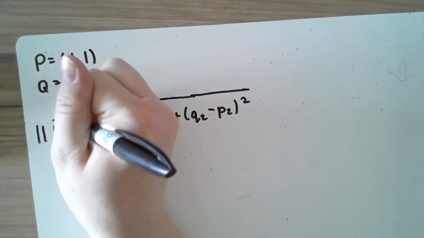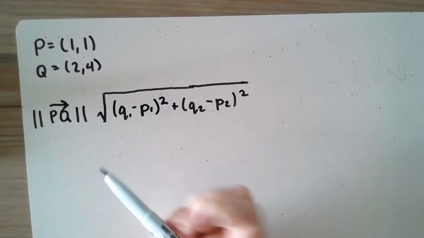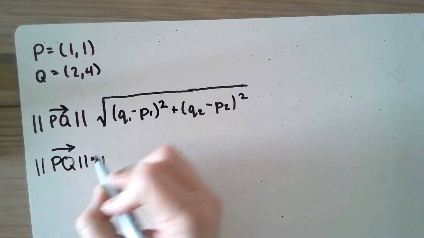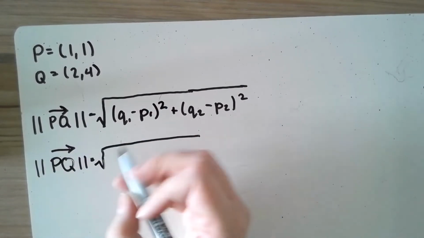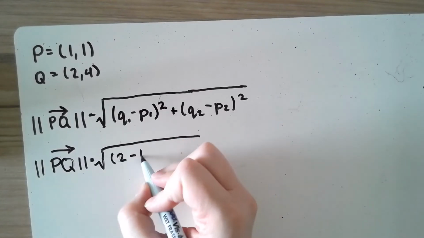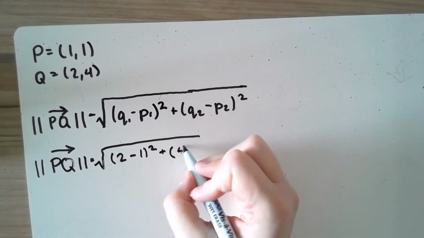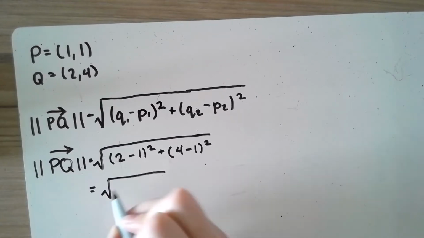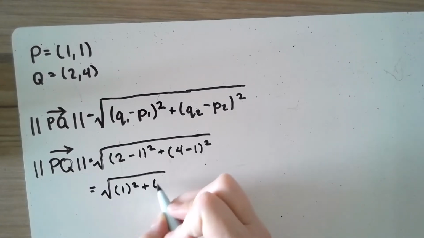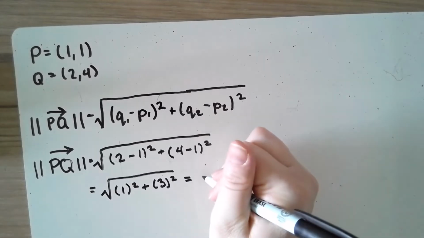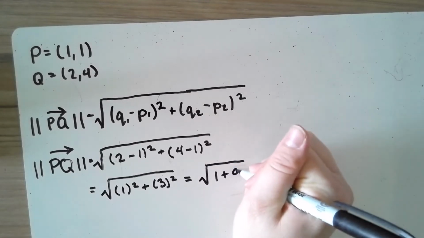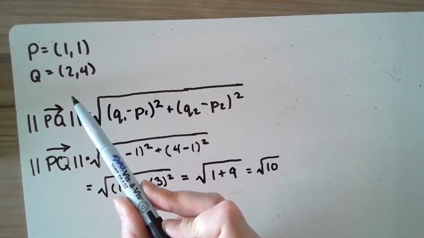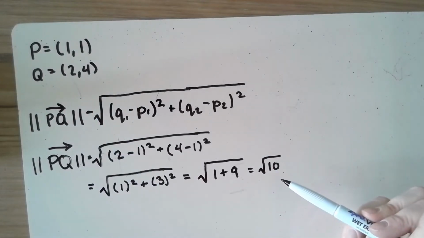So the magnitude of this vector, PQ, would be the square root of Q1, which is 2, minus P1, which is 1, squared, plus Q2, which is 4, minus P2, which is 1, squared. And that is equal to 1 squared plus 3 squared, which is the square root of 1 plus 9, which is the square root of 10. So the magnitude of the vector that starts at (1, 1) and ends at (2, 4) is the square root of 10.